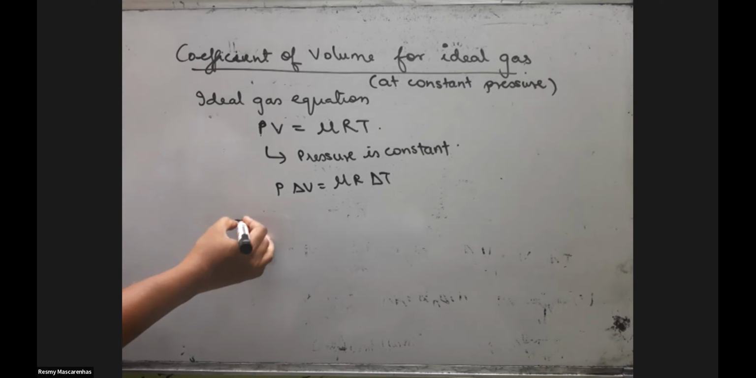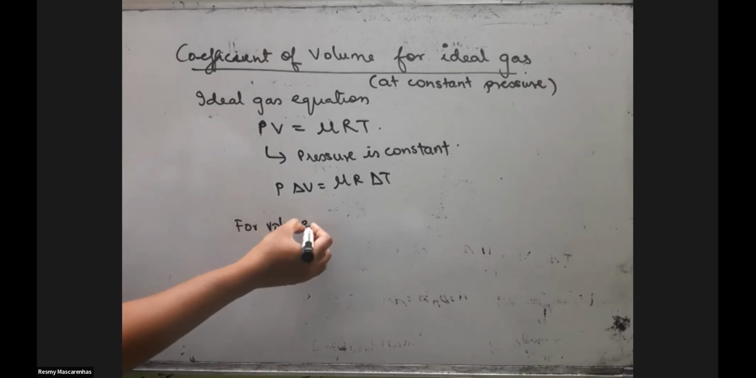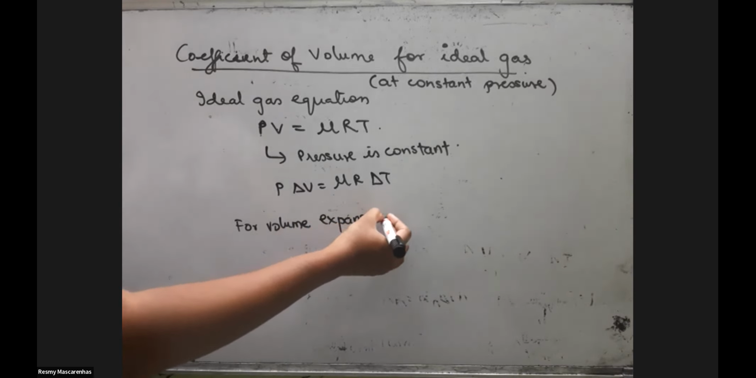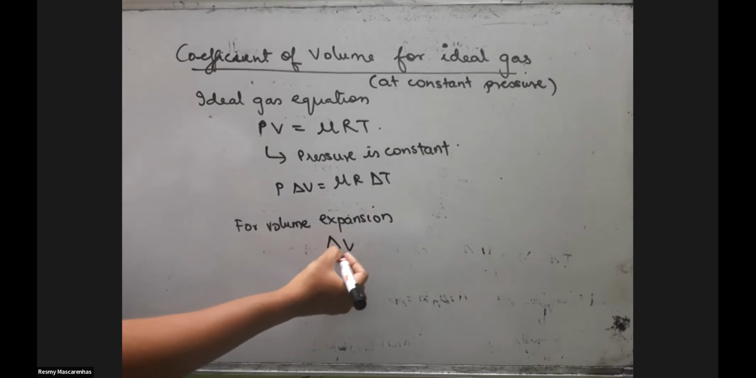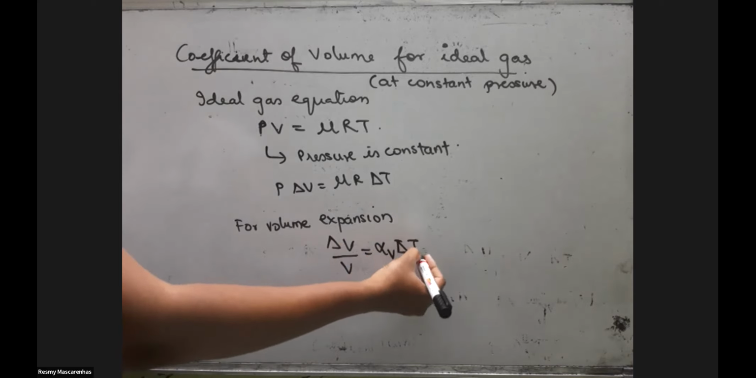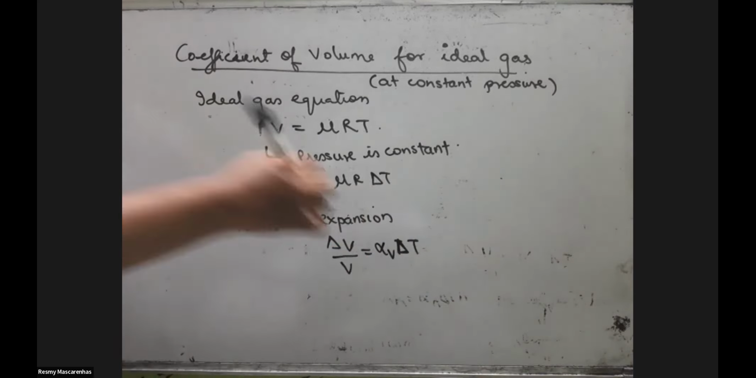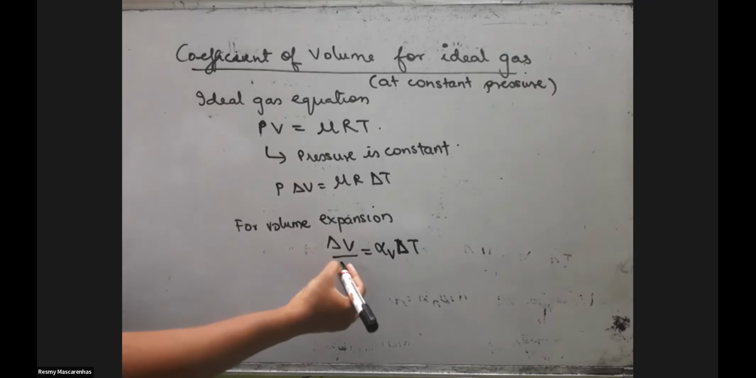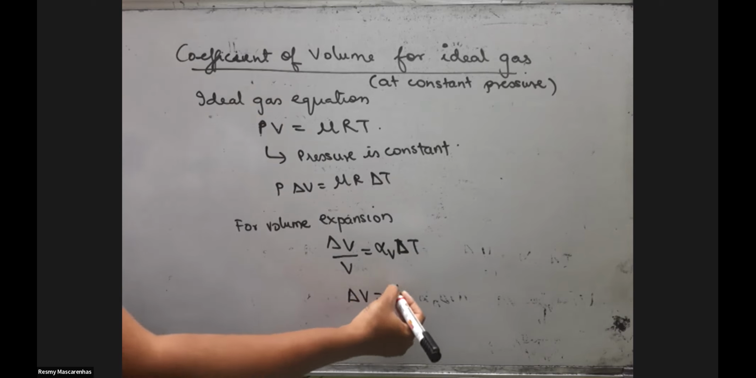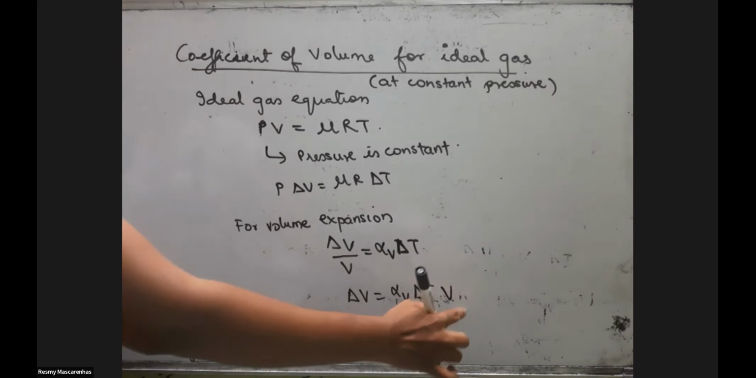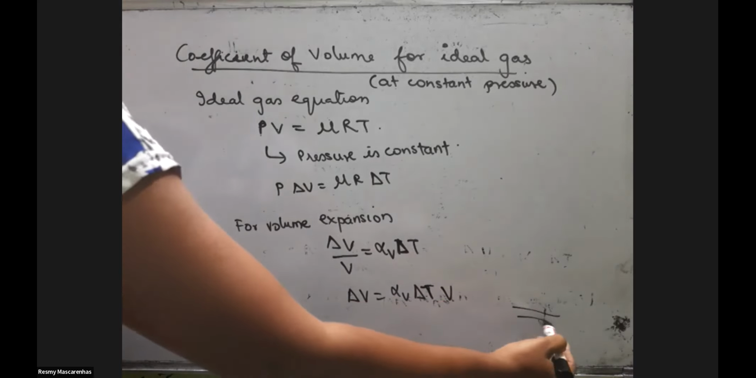Now we know this formula for volume expansion, which we just wrote under the block: delta V upon V is nothing but alpha V into delta T. Just now we had seen it, under the diagram I had given you all this. So we know V, we could take that side. Delta V is nothing but alpha V, same thing I had written under the diagram.